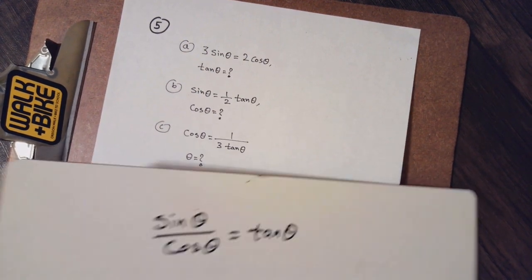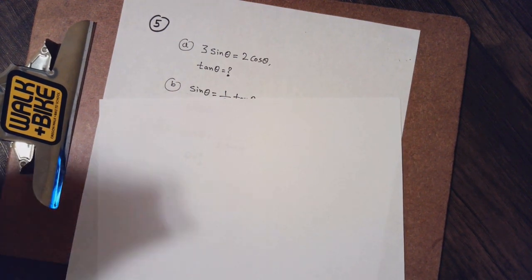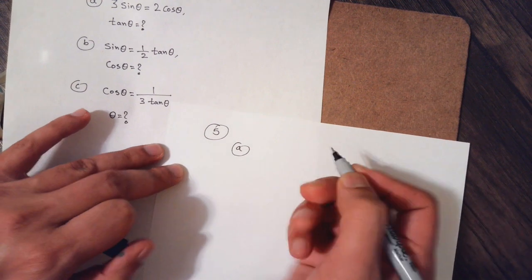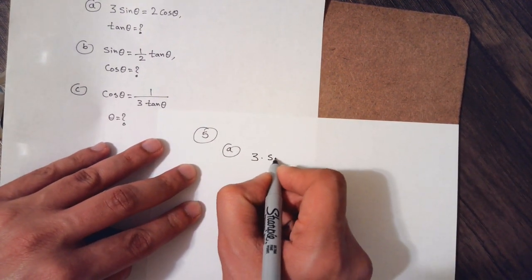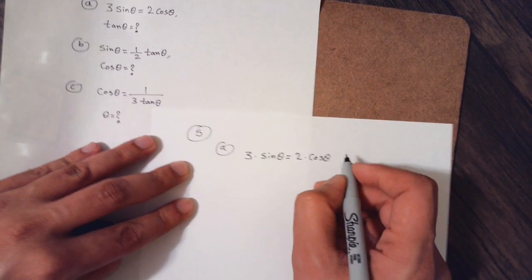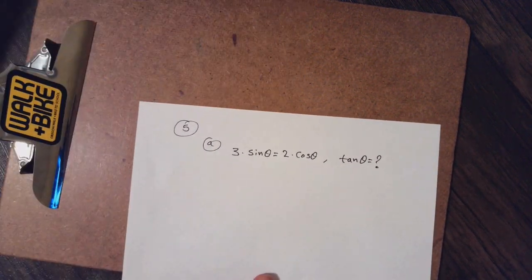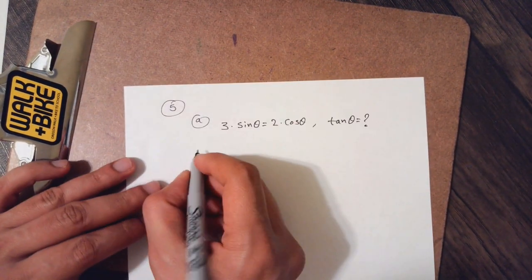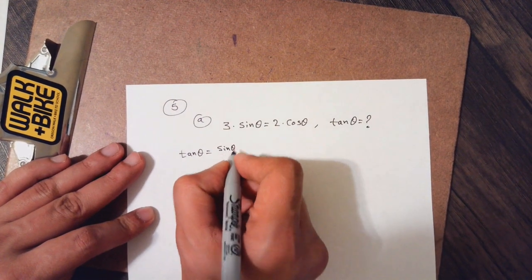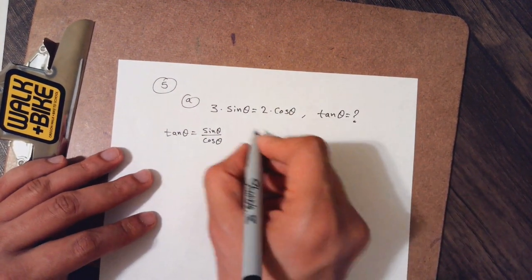So, okay. All right, let's get started. What did the first one say? It says 3 times sine theta equals 2 times cosine theta. If that's given to you, what is tan theta? All right, how do you solve this? Well, you do some thinking, right? What is tan theta? If you remember tan theta, I just told you a minute ago. Sine theta divided by cosine theta. But can you get that from this somehow? Yeah, you can. Sure, you can.